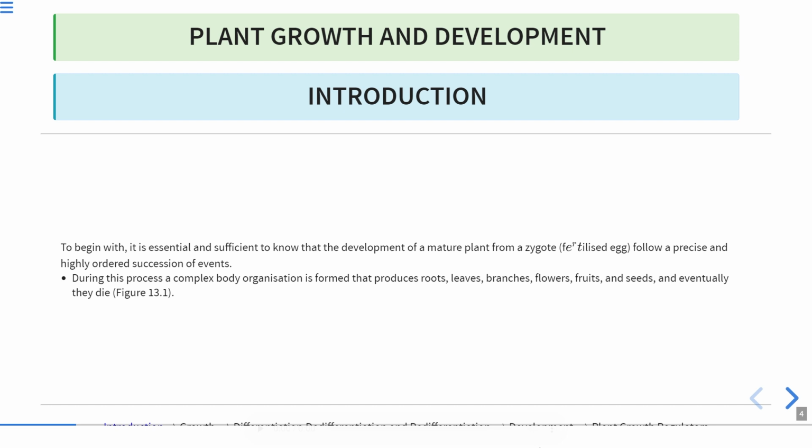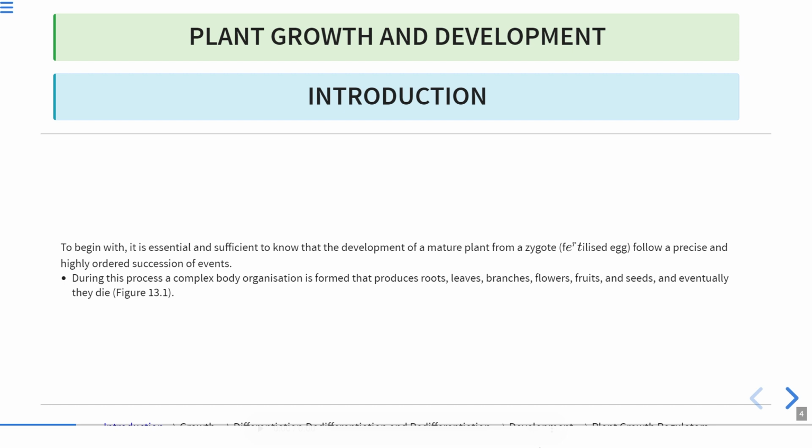During this process a complex body organization is formed that produces roots, leaves, branches, flowers, fruits and seeds, and eventually they die, right? So what happened here during the formation of a complex body? What is the complex body here? The complex body is the whole plant, how the plant has been formed.